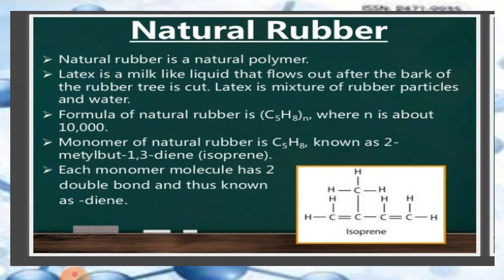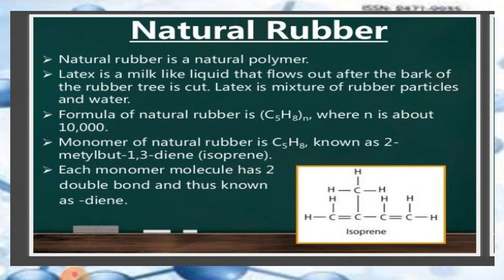Yes, students, natural rubber is a natural polymer as it is obtained from latex, which is a milk-like liquid that comes out from the bark of the rubber tree when it is cut. When the rubber tree is cut, we obtain the latex, which is in colloidal suspension form. This latex is a mixture of rubber particles and water. The formula of natural rubber is (C5H8)n, where n is about 10,000.